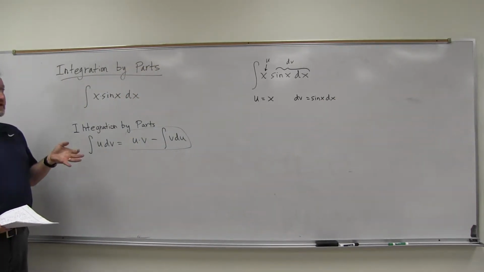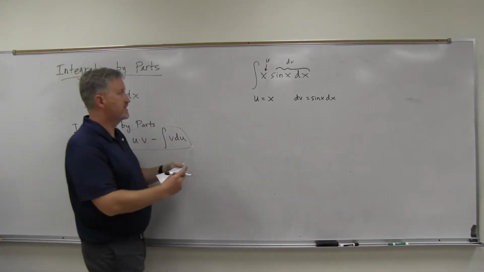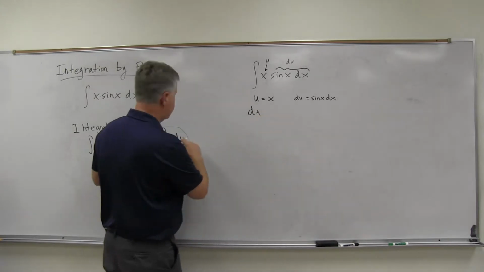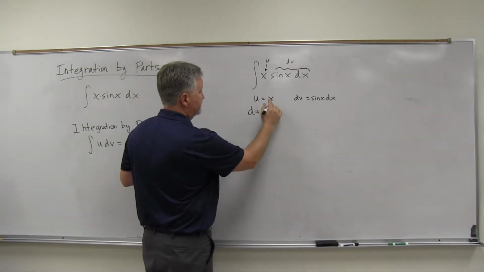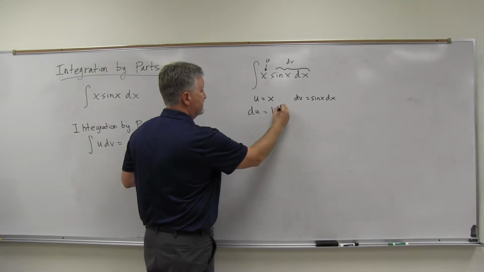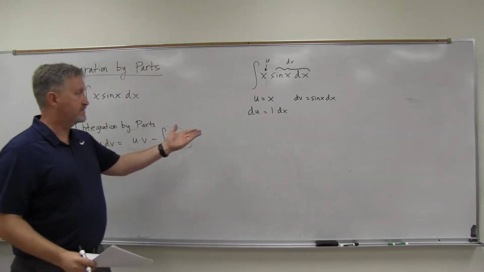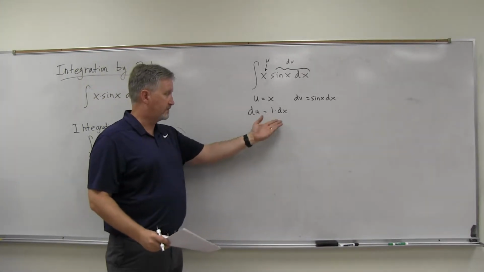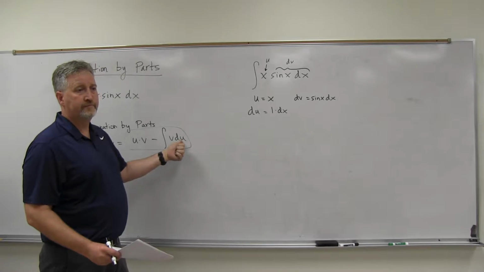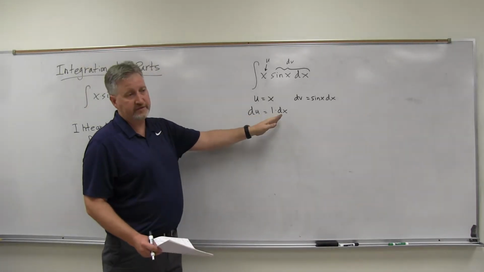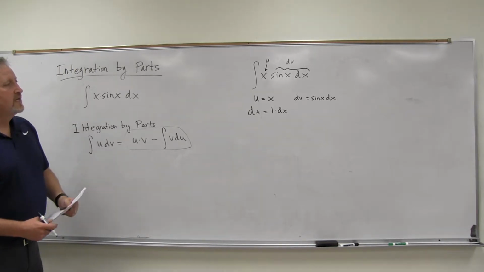Now, same drill as substitution. We want the du, because du is a part of this formula. So du is the derivative of that, which is 1 times dx. The thing about this one is you don't have to solve for dx here because you're plugging in du. So that's what we plug in for du, and it just turns out to be dx. 1 dx is dx.